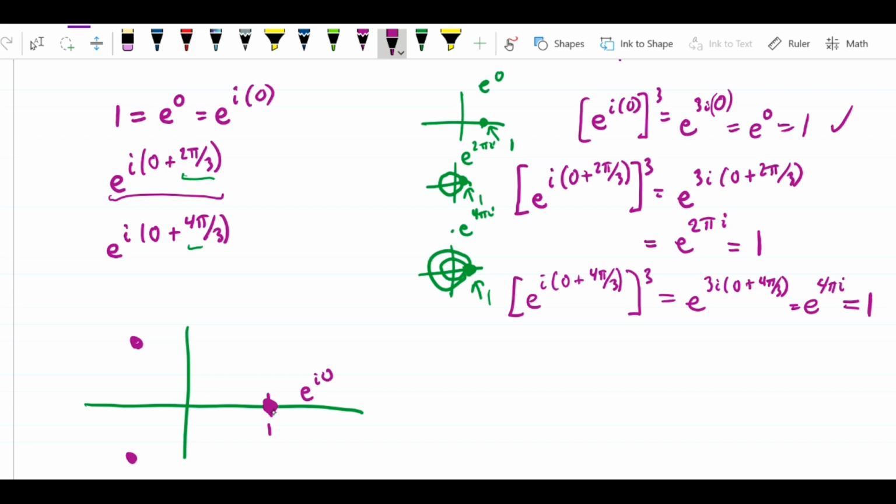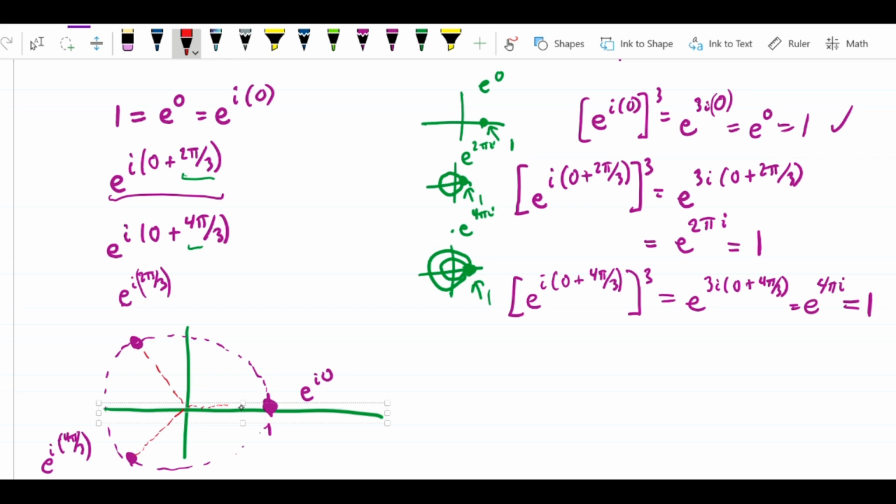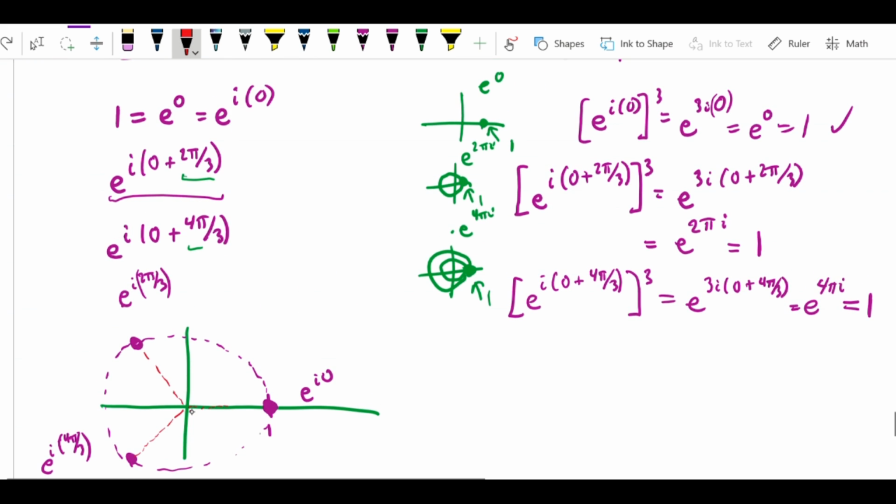Okay, so this is e to the i 2 pi over 3, and this is e to the i 4 pi over 3. Now, take a look at where these all are. They all lie on the same circle. They all have the same radius, and look at how the angles are evenly spaced. Each one is exactly a third of the way around the unit circle from the other.